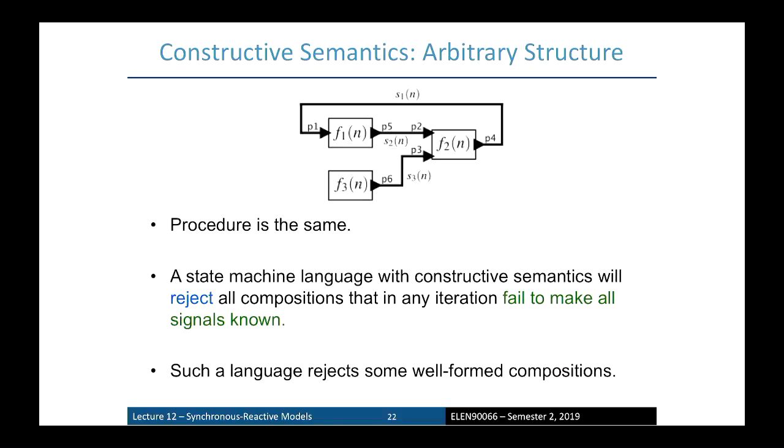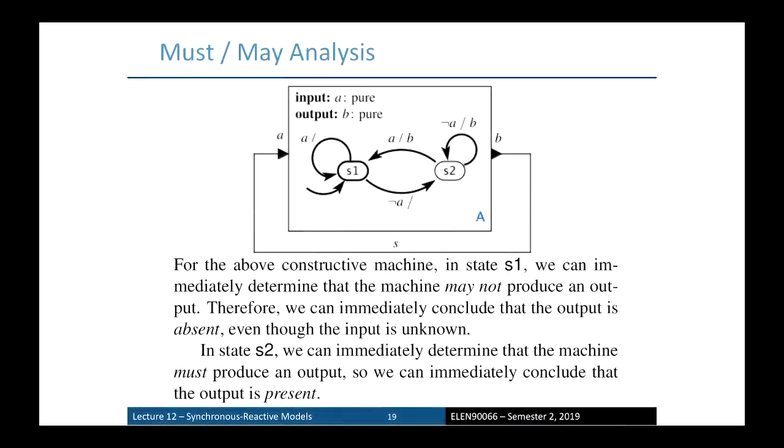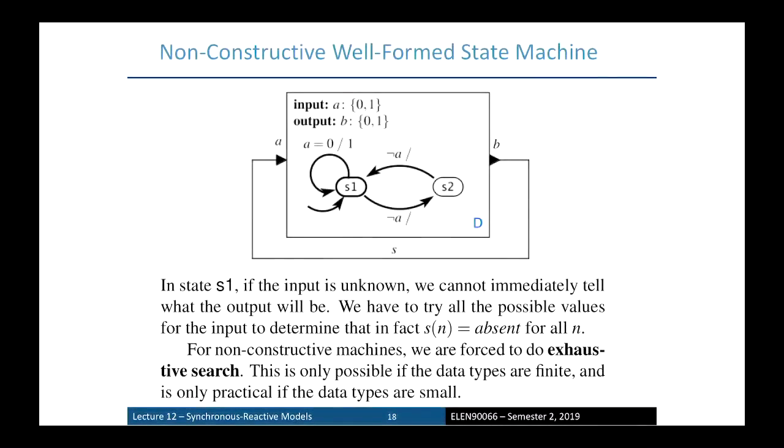But the downside is that ensuring your language and your compiler, or your simulator that you want to simulate these interconnections of state machines, rejects compositions that don't have these signals being known means that the opposite can happen. So you could end up with, back to our example here, a well-formed state machine that a language that checks for constructiveness would fail.